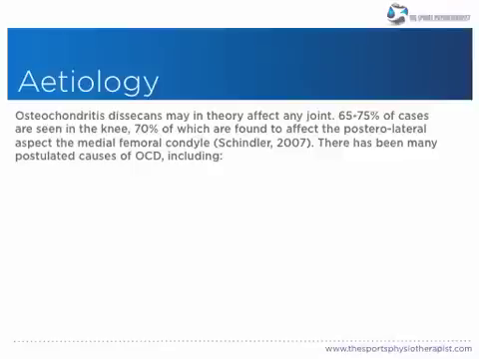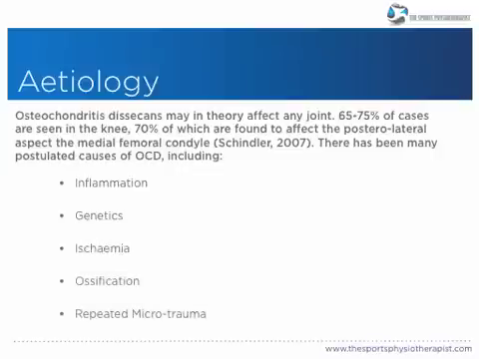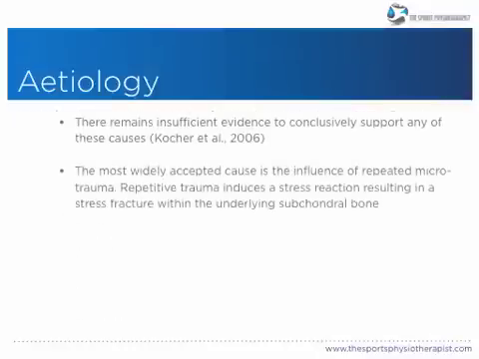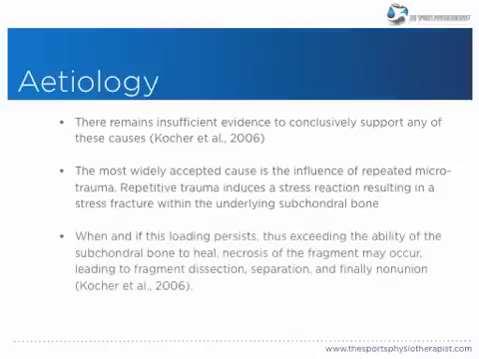There have been many postulated causes of OCD, including inflammation, genetics, ischemia, ossification, and repeated microtrauma. In terms of etiology, there remains insufficient evidence to conclusively support any of these causes. The most widely accepted cause is the influence of repeated microtrauma. Repetitive trauma induces a stress reaction, resulting in a stress fracture within the underlying subchondral bone. When and if this loading persists, thus exceeding the ability of the subchondral bone to heal, necrosis of the fragment may occur, leading to fragment dissection, separation, and finally non-union.